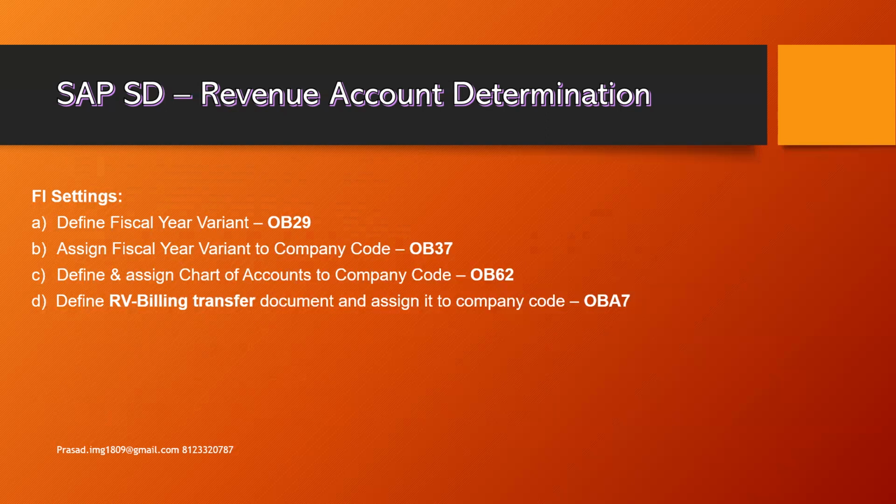Define and assign chart of accounts to company code. In transaction code OB62, we will see that also. And define the RV billing transfer document and assign it to the company code in OB7. The way we do it in our VOFA transaction, that is billing document functionalities, the same way the RV billing document will also be associated with VOFA, so that it will replicate whatever values are there from SD to FI, so that an accounting document is also generated for our invoice document.